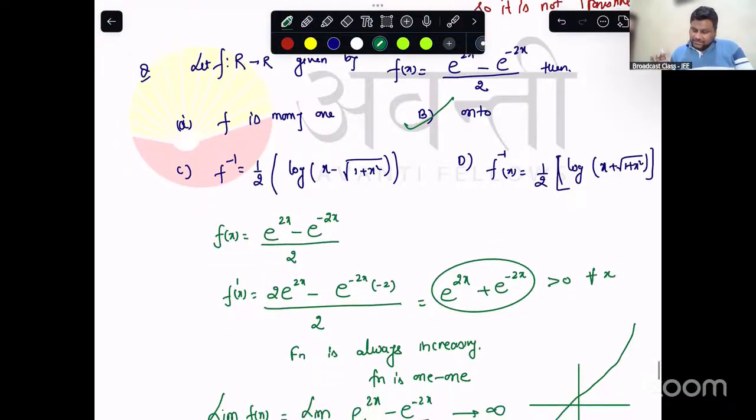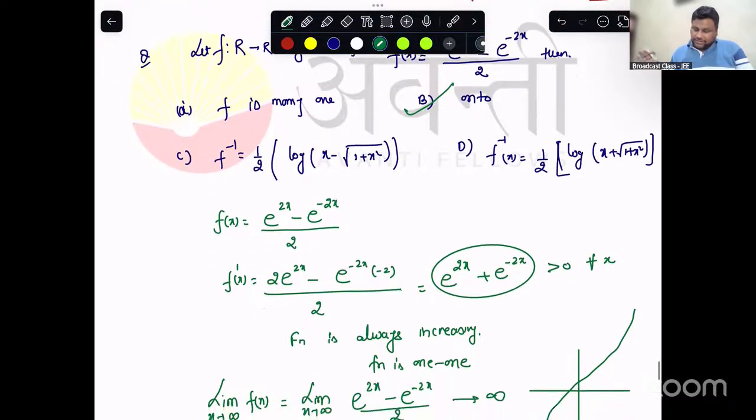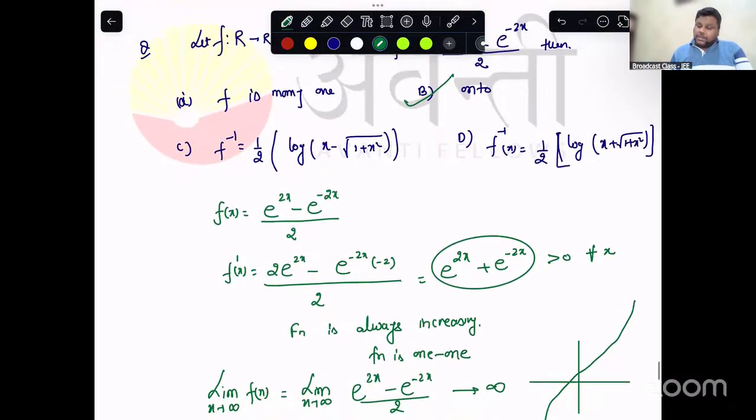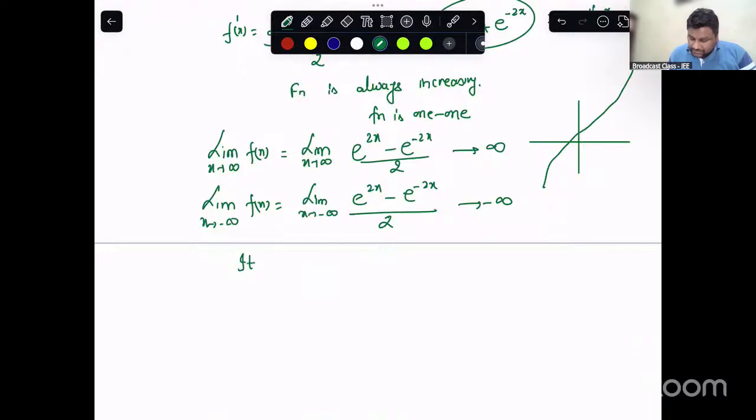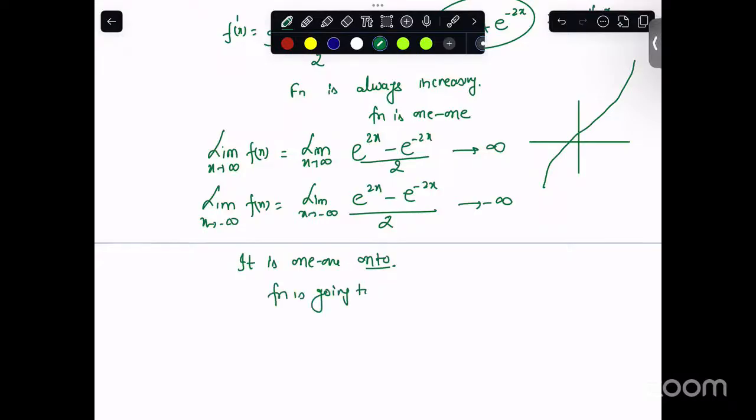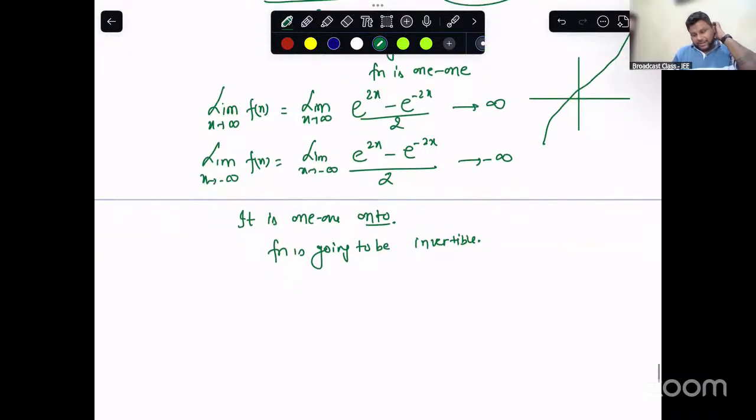Now one-one sorted, it is one-one, not many-one. It is onto, not into. Now since it is one-one onto, the function is going to be invertible.